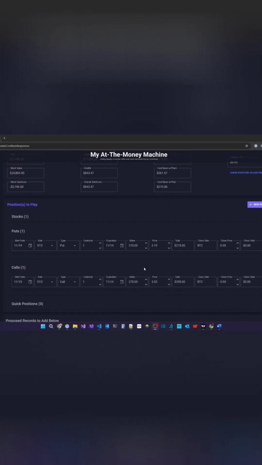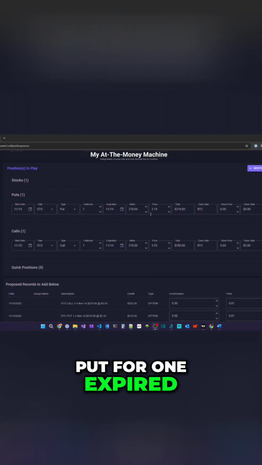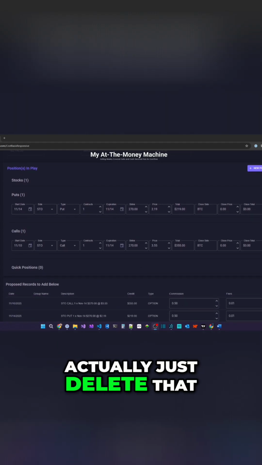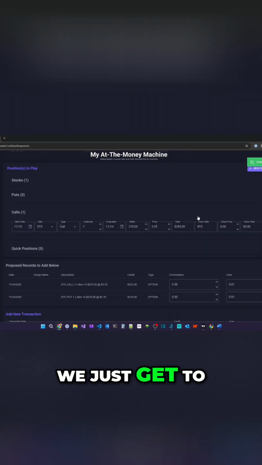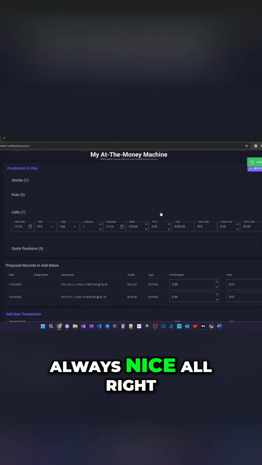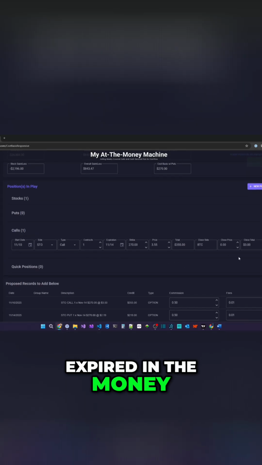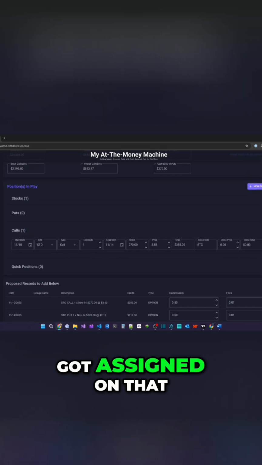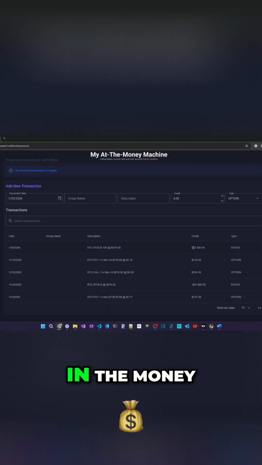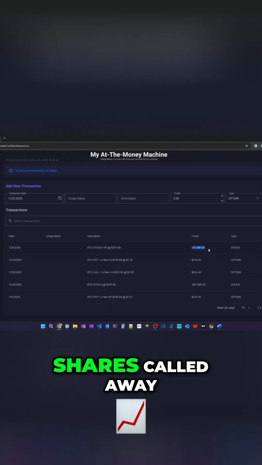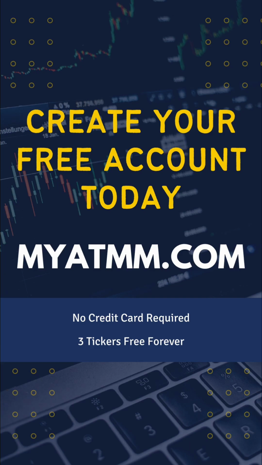So what happened? Well, our cash secured put for one expired worthless. So we can actually just delete that guy from the positions in play. We just get to pocket that money. That's always nice. All right. The call expired in the money, so we got assigned on that. So we want to do assigned. The covered call expired in the money, so we got our shares called away. So we got the $27,000 back.